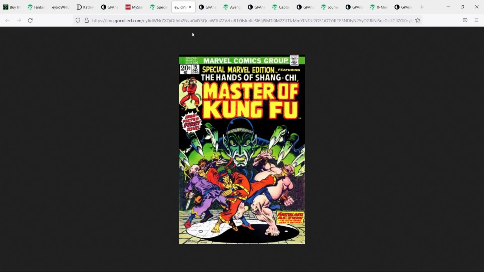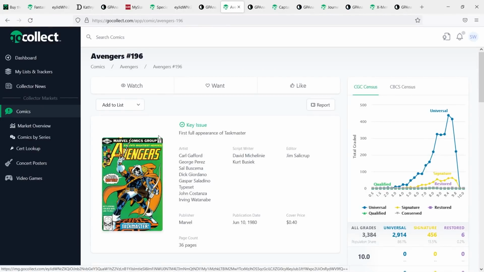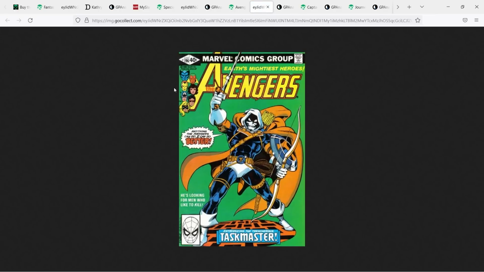All right, the next book that I think is worth buying the dip for is actually going to be Avengers number 196. This, of course, is the first appearance of Taskmaster.